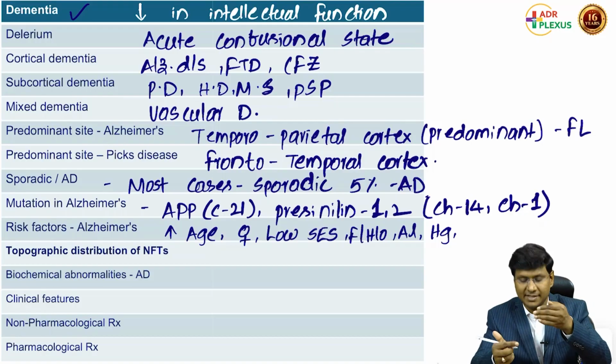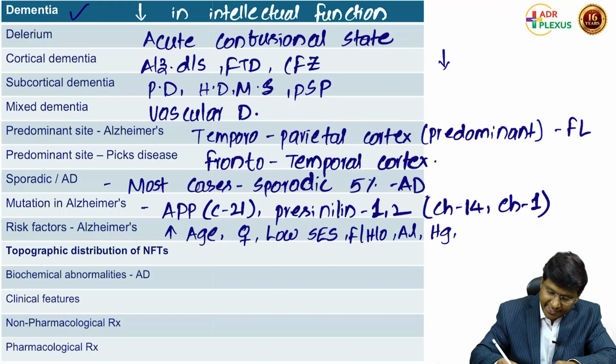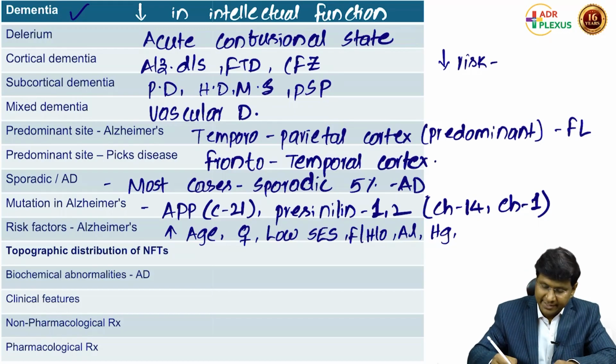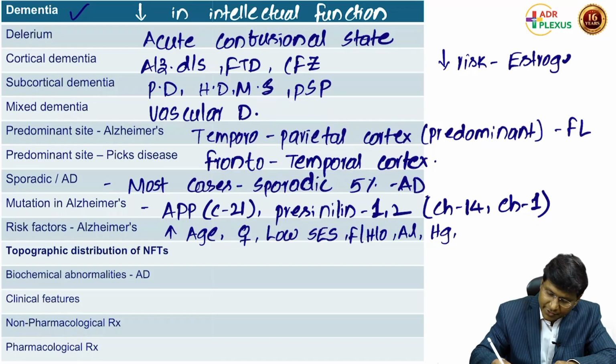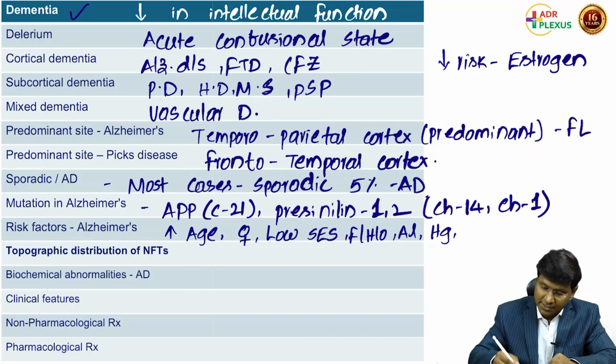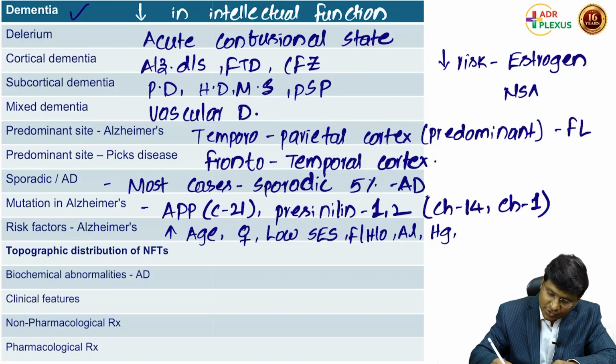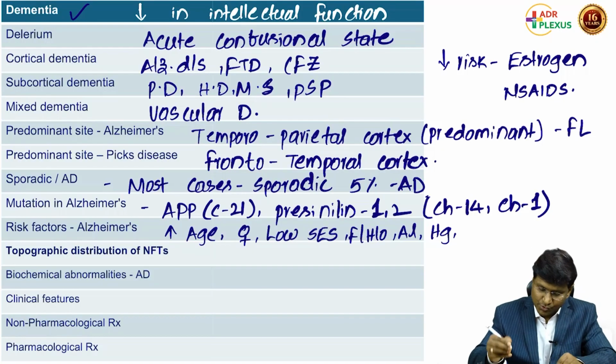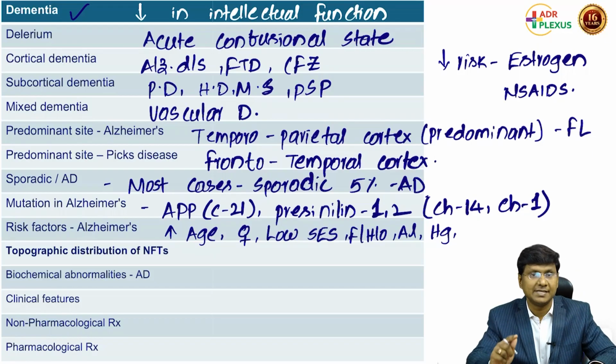So these are the various risk factors for the development of Alzheimer's, and there are certain drugs or factors which will decrease the risk. What are those? Postmenopausal estrogen use will reduce the risk of Alzheimer's, and the use of NSAIDs, non-steroidal anti-inflammatory drugs, will also reduce the risk of Alzheimer's.